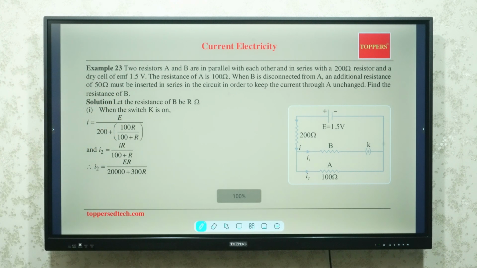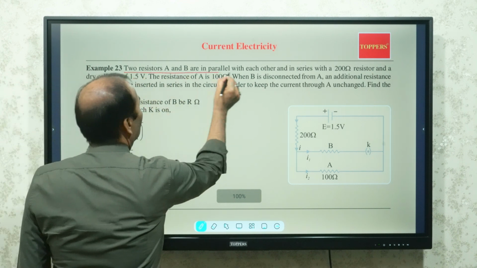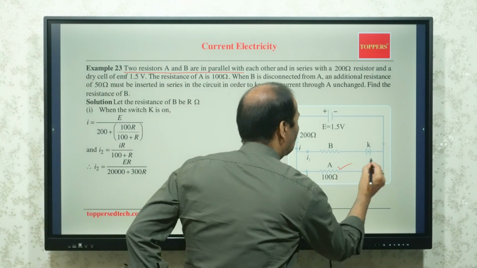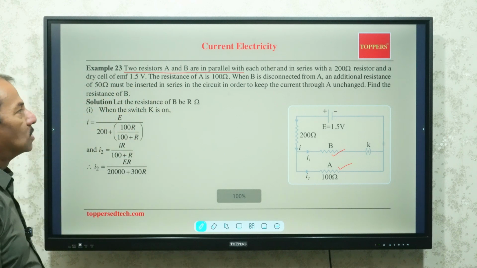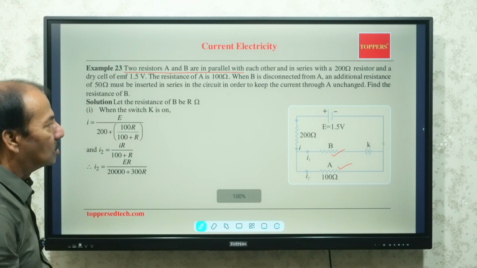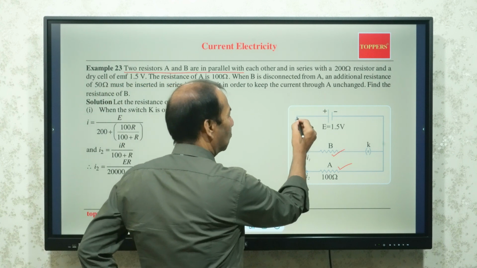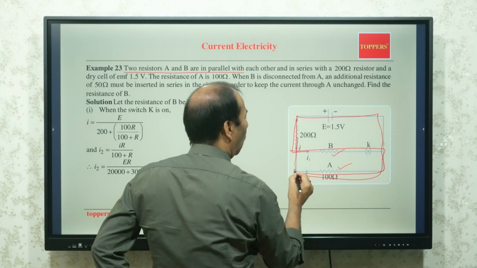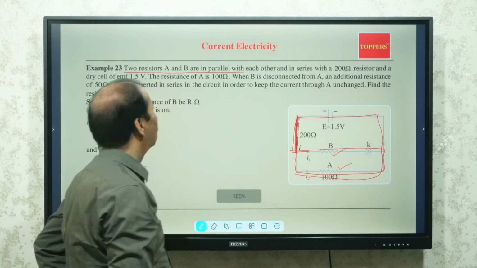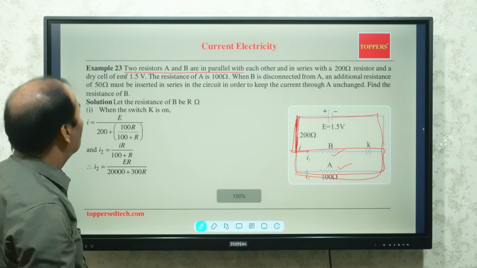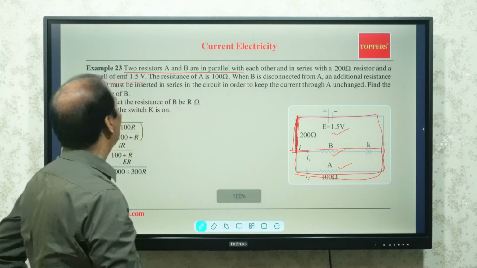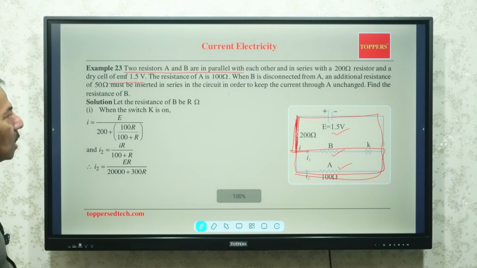Now see this question. Here two resistors A and B are in parallel with each other, this as well as this, and in series with a 200 ohm resistance. If you see this circuit, these two are connected in parallel, and finally it is connected in series with this 200 ohm resistor and a dry cell of EMF 1.5 volt. The resistance of A is 100 ohm.